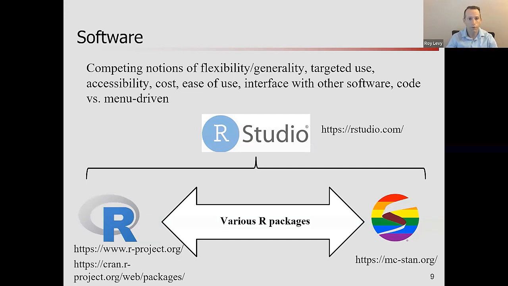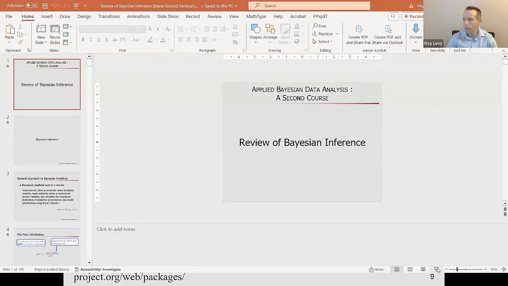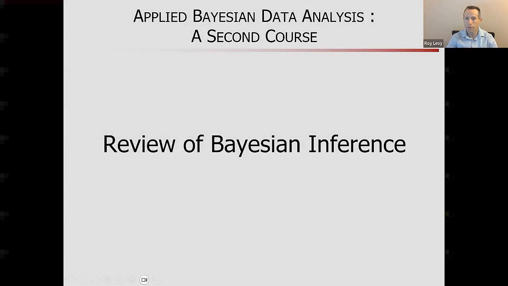Well, then I'm going to hop over and let's see if we can call this up. The next set of slides should be titled something like this, Review of Bayesian Inference. And this is where we're going to spend our time now to kind of get us started.